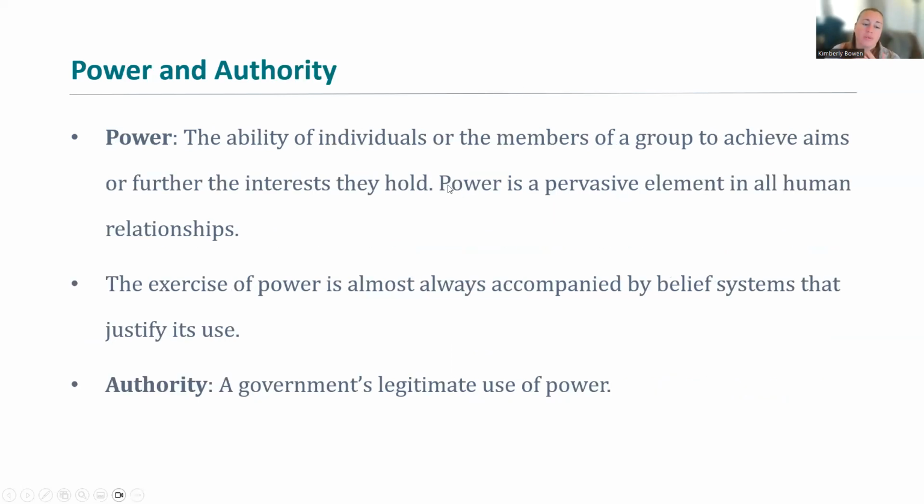All right, so power and authority. These are something that we're going to talk about a lot, and we have talked about a lot when we come to sociology. And that's just because when we're talking about any kind of system that differentiates people by statuses, those statuses carry an amount of power or authority depending on where you are on any given hierarchy, right? And so power is just the ability of individuals or members of groups to achieve aims or further their interests they hold. Power is a persuasive element of all human relationships.